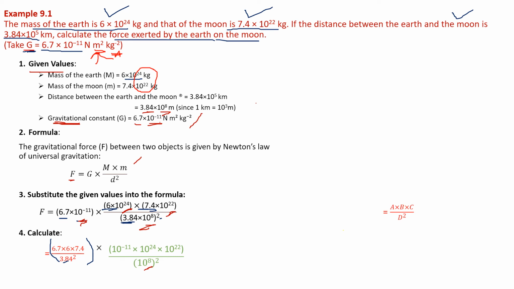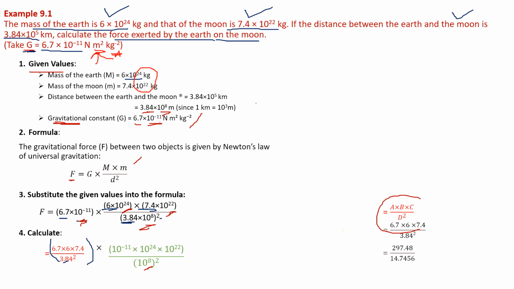Okay, let's see this formula. Of course, a b c divided by d square. Substitute them. What is this? 6.7 into 6 into 7.4 divided by 3.84 square. How do you solve it? Look at it: 297.48 divided by 14.7456.